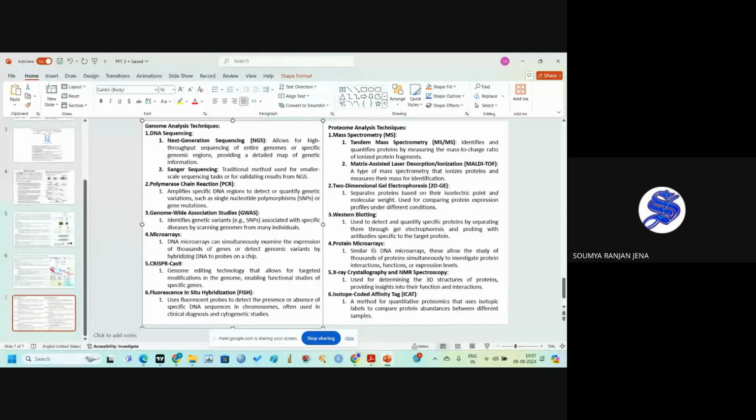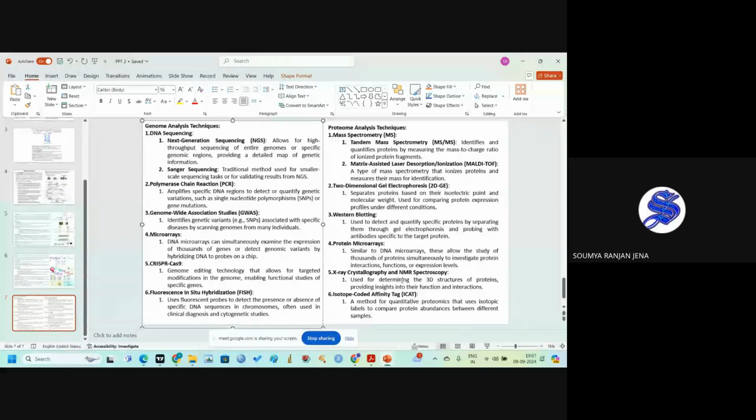Then the protein microarray. These protein microarrays are similar to DNA microarrays, and they allow the study of thousands of proteins simultaneously to investigate protein interaction, function, and expression level. Because as we described, receptor-ligand interaction we can study in protein microarray. If we go for expression analysis, then we can also use protein microarray.